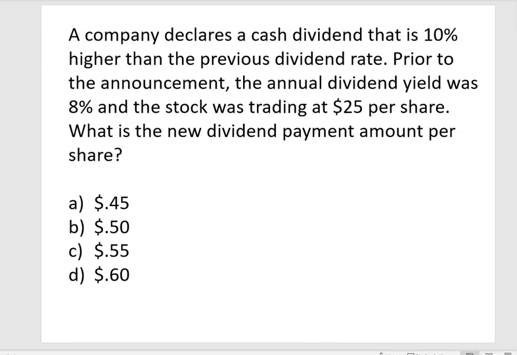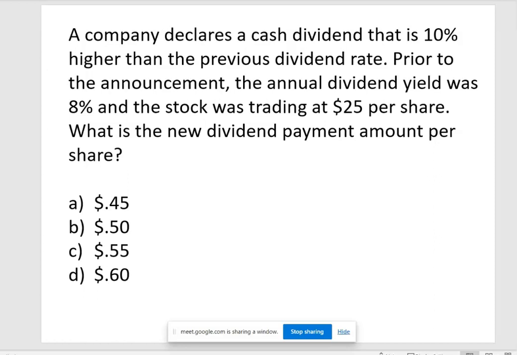Let me go ahead and bring this up to you now. I think you can see it. Let me know if you can't. So the company declares a cash dividend that is 10% higher than the previous dividend rate. Prior to the announcement, the annual dividend yield was 8% and the stock was trading at $25 per share. What is the new dividend payment per share? A, 45 cents, B, 50 cents, C, 55 cents, or D, 60 cents.